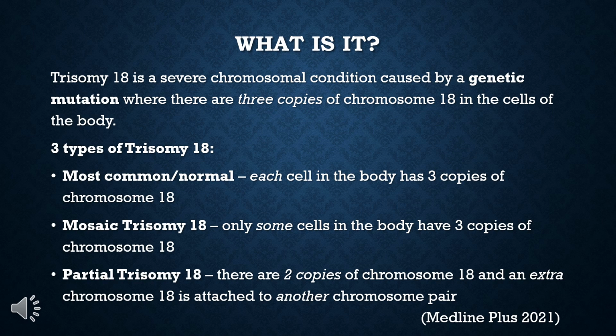There are 3 types or severities of Trisomy 18. The most common type, or the normal type, is when there are 3 copies of chromosome 18 in each cell of the body. The second type of trisomy 18 is called mosaic trisomy 18, where there are only some cells in the body that have 3 copies of chromosome 18, meaning there are some normal and healthy cells and some affected cells. The third type is partial trisomy 18, which is when there are 2 copies of chromosome 18 in the pair, and the extra third copy of chromosome 18 is attached to a different chromosome pair that is not chromosome 18. This is the only type of trisomy 18 that can be inherited.